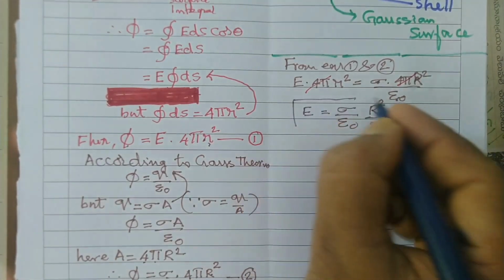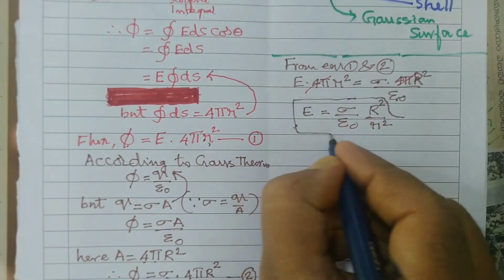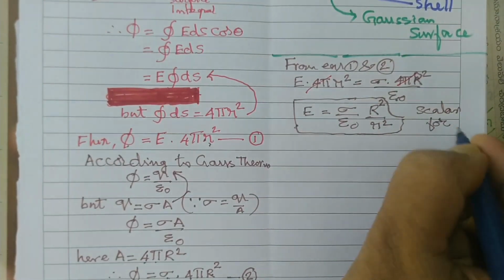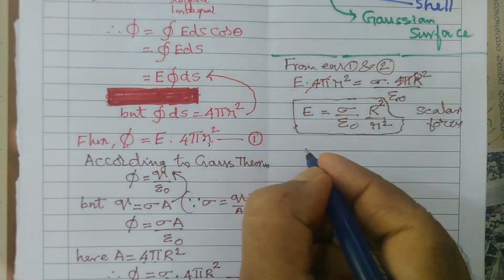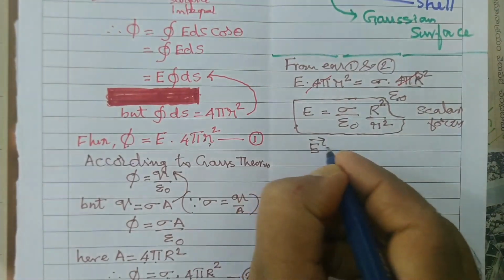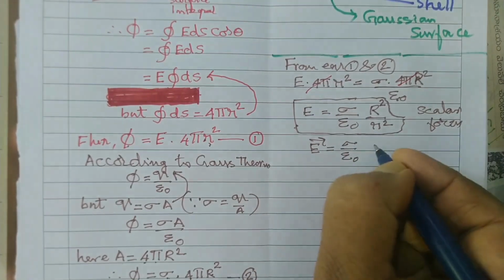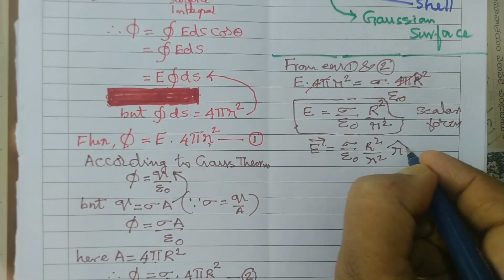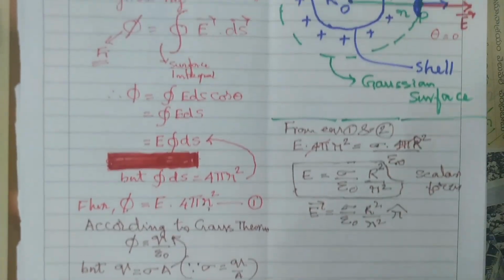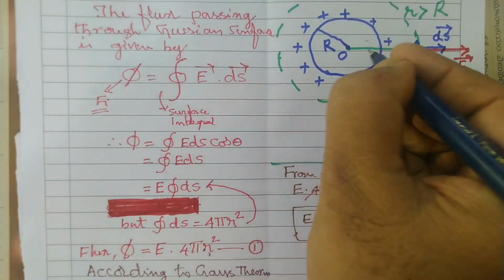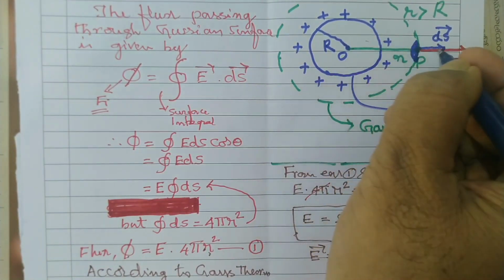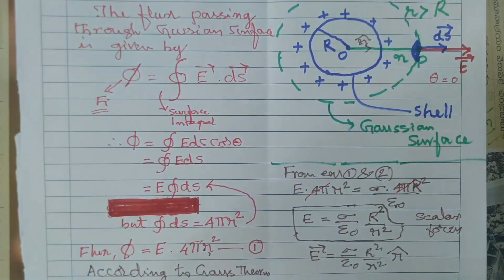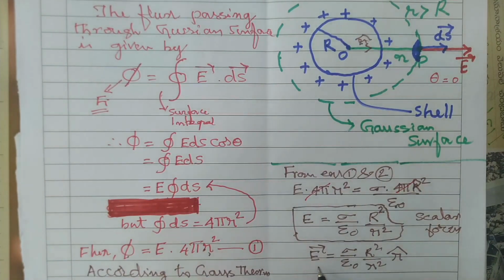This is the scalar form. Whereas in the vector form, we write E bar is equal to sigma by epsilon 0 R square by small r square, and we write it r cap. For the sake of understanding, I will go to the figure. You see, r cap is in this direction, from here to here, only 1 unit distance, r cap. So, this is the vector form.